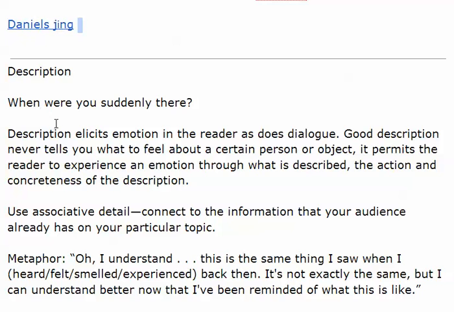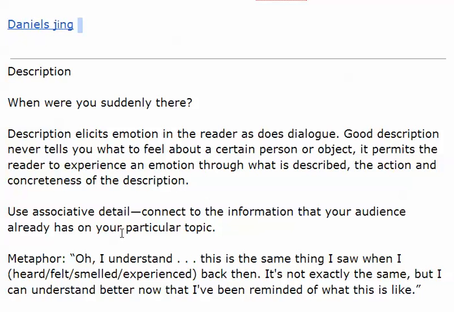Description. When were you suddenly there? That's what you have to ask yourself as a reader and as a writer, to put your reader there in your scene. You want to describe a picture for them. So description elicits emotion in the reader, as does dialogue. Good description never tells what to feel about a certain person or thing. It permits the reader to experience an emotion through what is described, the action and concreteness of the description.